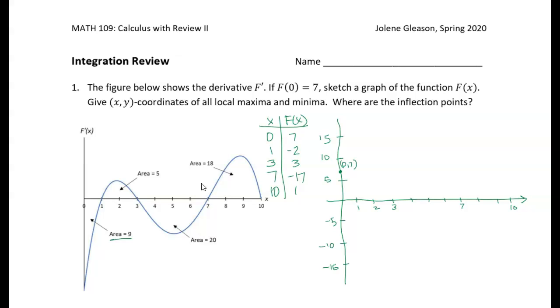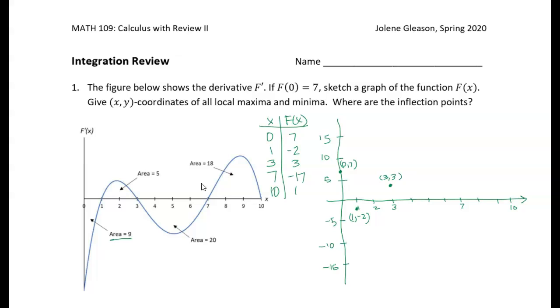And when we are at 1, we're at -2. So that's about, let's say here. So this is 1 comma -2. Okay. And at 3, we're at 3. Okay, so where's that? That's about here, let's say 3 comma 3.